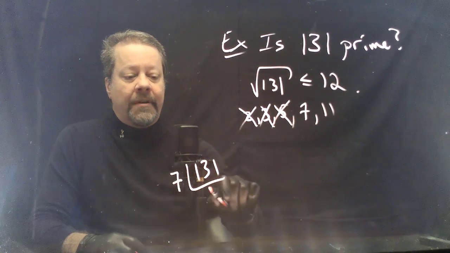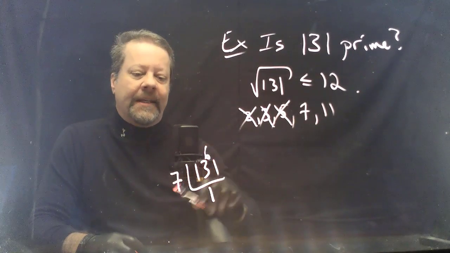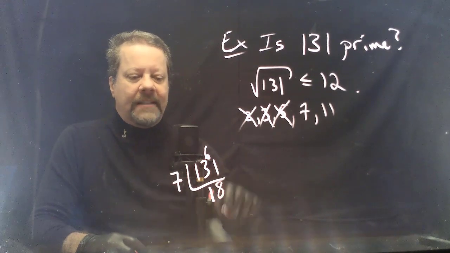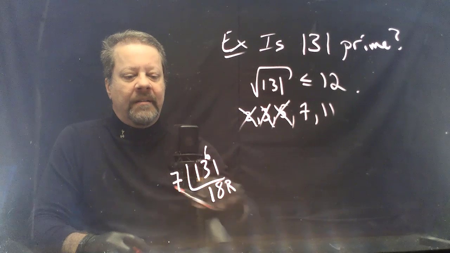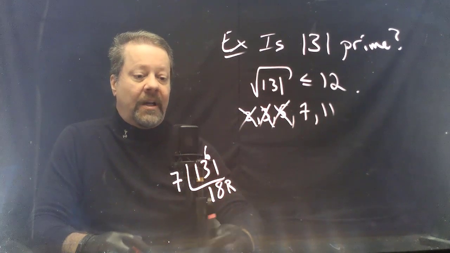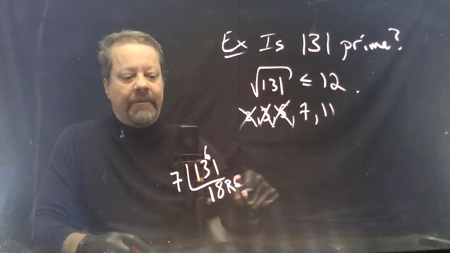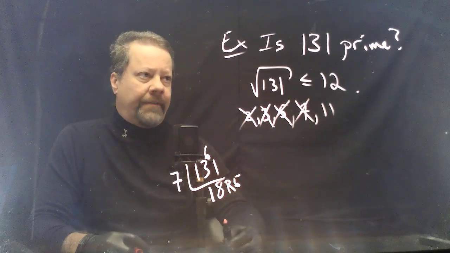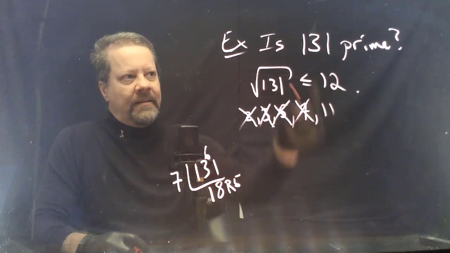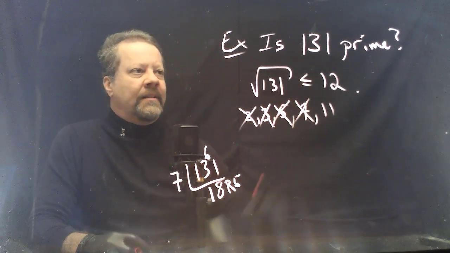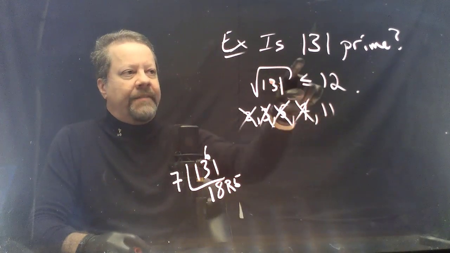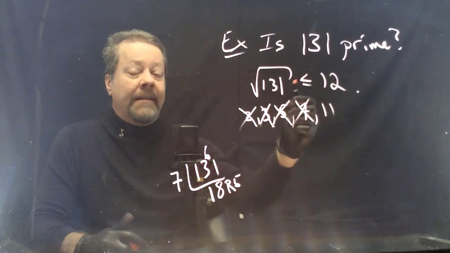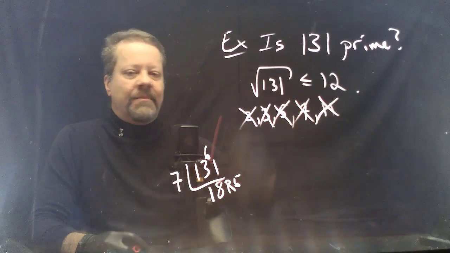7 goes into 13 once with a remainder of 6. 7 goes into 61 8 times, but 7 times 8 is 56. It's going to have a remainder of 5. So we can cross 7 off of our list. Numbers in the hundreds range will be divisible by 11 if the sum of the first and last digit equals the middle digit. And that's not true here, so this number is not divisible by 11.